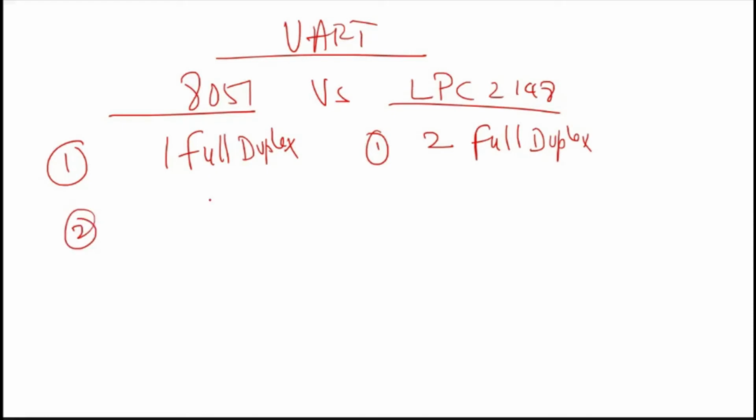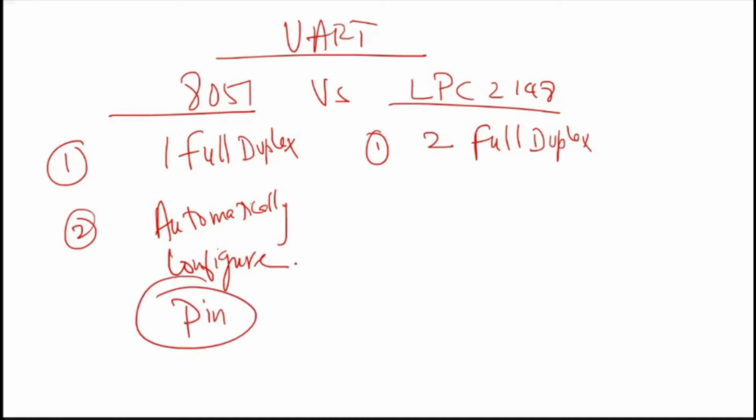Second difference is 8051 automatically configures the pin for UART and GPIO.